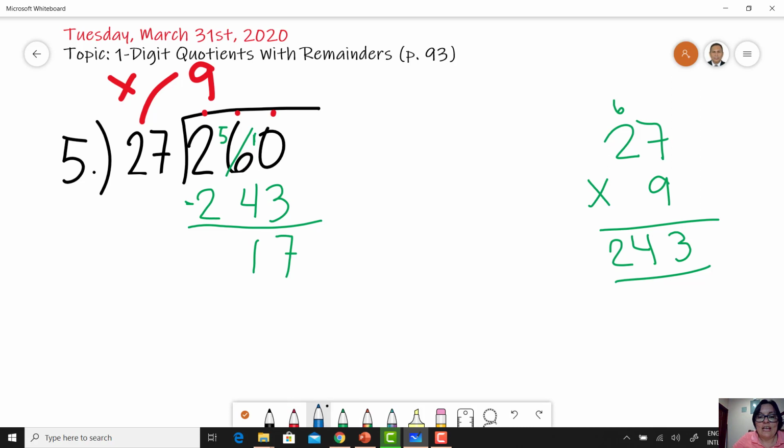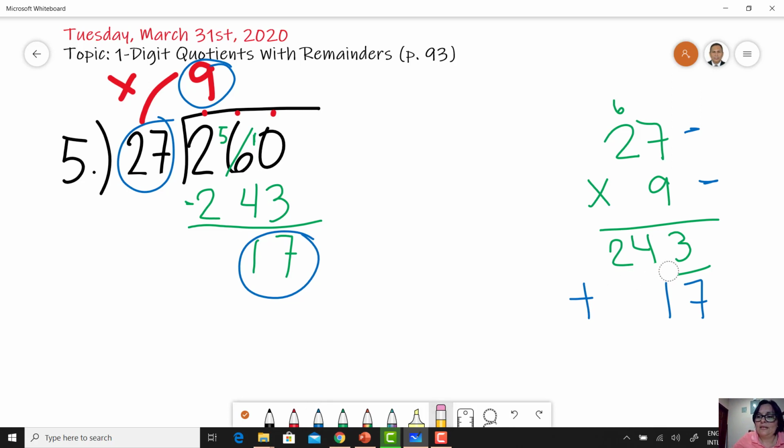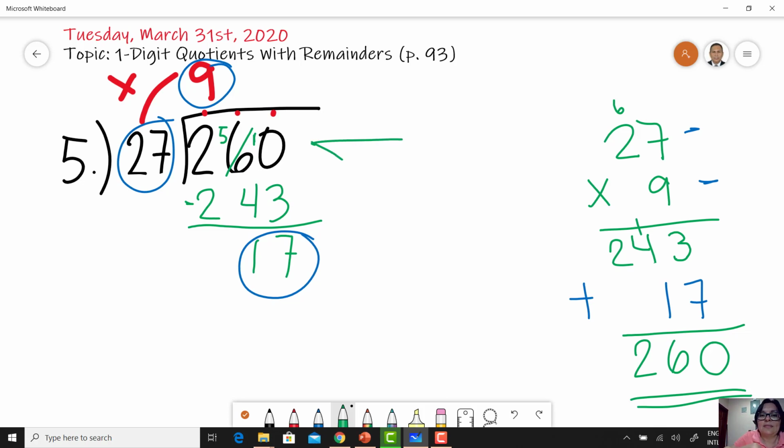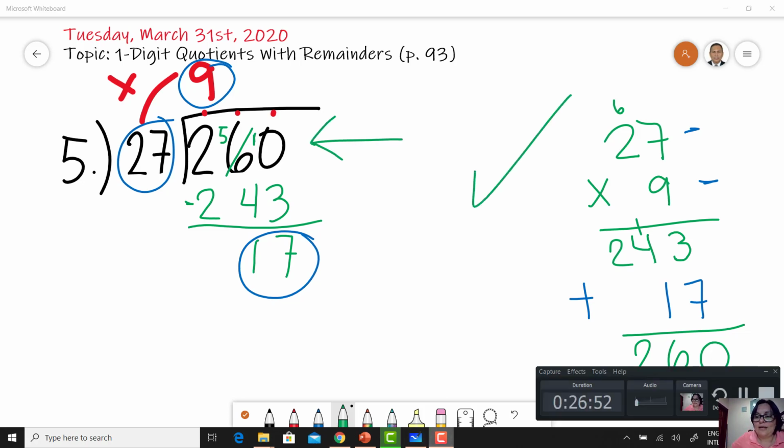Remember that for checking we have to do this times this plus this. And we already have this one. This times this, the quotient and the divisor. So let's only add the remainder. Okay, this is for saving time because it's the same. Okay, so let's add 3 plus 7, 10. Excellent. 1 plus 4, 5. And 1, 6. And 2 plus anything, 2. So if you see here, we have 260, and it's the same that we have in here. So number 5 is correct.